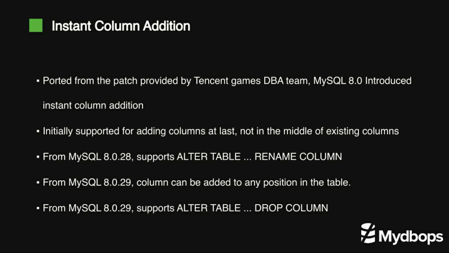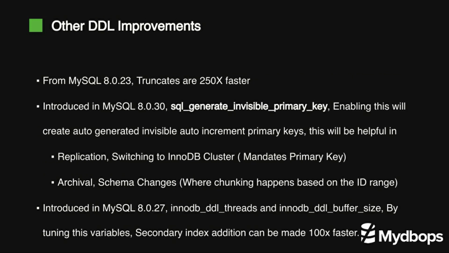And other DDL improvements in MySQL 8 include the revamped truncate handling, which has made truncates 250 times faster than the previous truncate operations. It achieves this by doing a lazy removal of data from the buffer pool. Instead of scanning the entire data and cleaning up the buffer pool, it now just marks the table as truncated and cleans up lazily, thus improving the speed of truncates and avoiding stalls in MySQL.